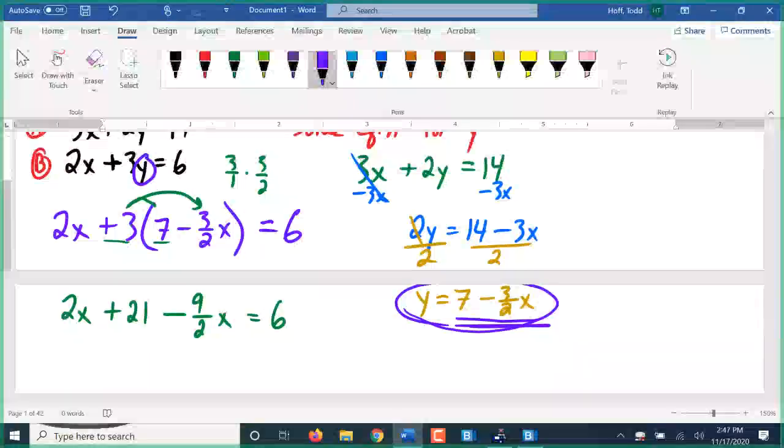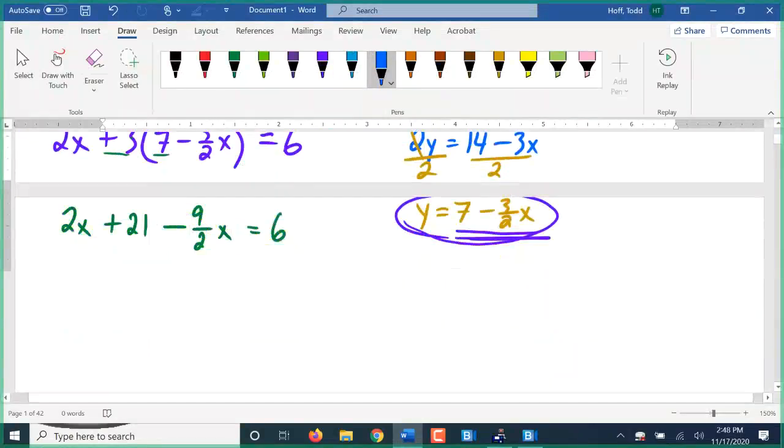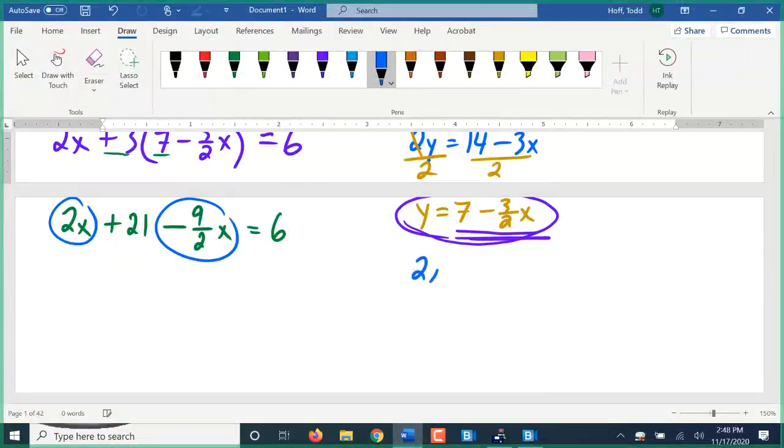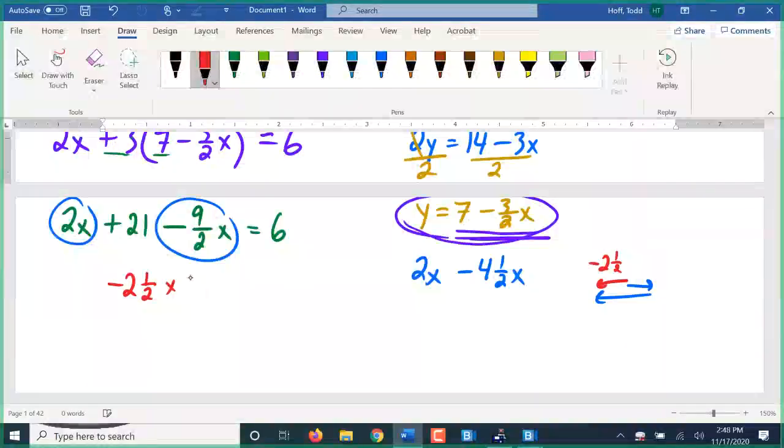So on the left side here, we can still combine 2x and negative 9 over 2x. 2x and a negative 9/2 is 4.5 x. Positive 2 and a negative 4.5 gives us a result of a negative 2.5. So that's a negative 2.5 x. Still have the plus 21 equals 6.